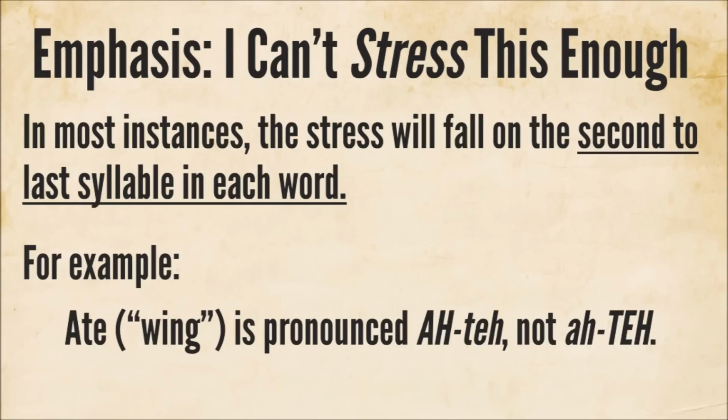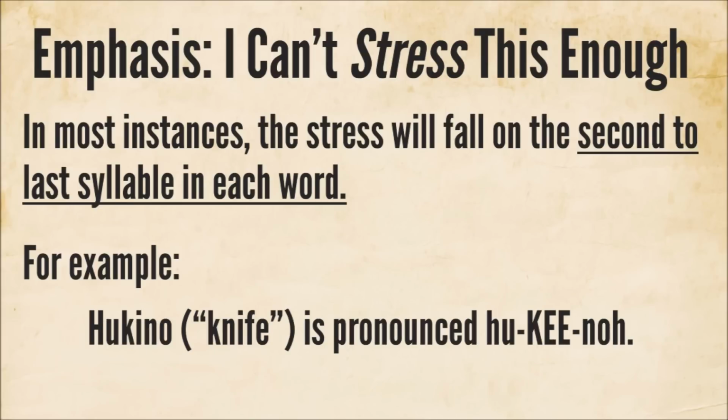Now, you may have noticed in the example words that we have here in this video that the emphasis will always fall on the second to last syllable of a word. So, for example, the first word that we had there was ate, which means wing. The stress is on the second to last syllable. Now, this is a 2-syllable word, so it falls on the a part. It's ate, not ate. It's ate. And if we have a longer word like hukino, the second to last syllable is the ki part, so it's hukino. Hukino. You see, the emphasis is on the second to last syllable.